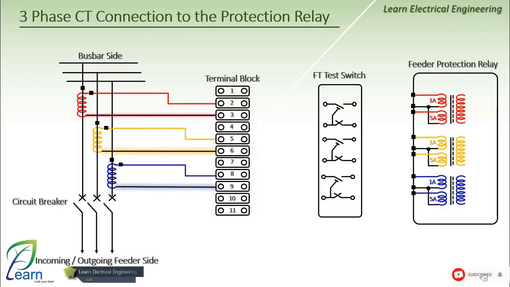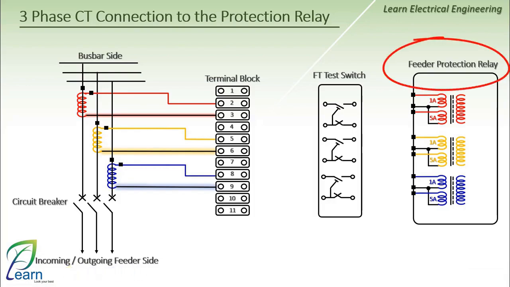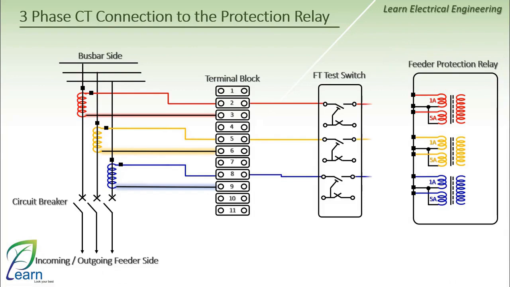Great! Since we agreed in the last lecture that we will follow the rule that the CT star point shall be towards the protected object, and here I am talking about feeder protection, I will take the CT terminals for the 3 phases from terminals number 2, 5 and 8 and connect them to the test switch. Then I will go from the test switch to the protection relay.